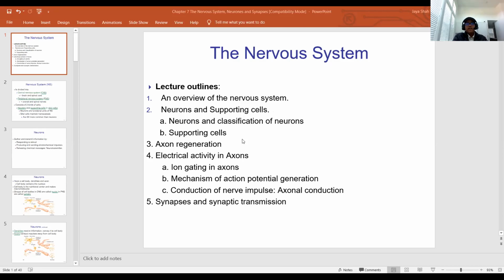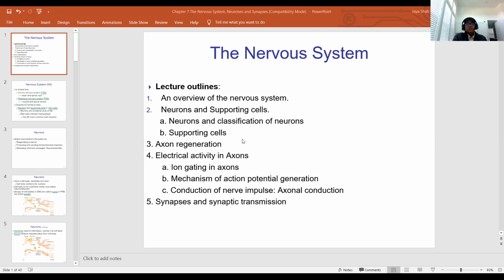Usually when a nerve cell is damaged, it does not regenerate. But when the nerve fibers, which are axons and dendrites, particularly axons, are damaged, they regenerate. So we're going to see how axons regenerate.